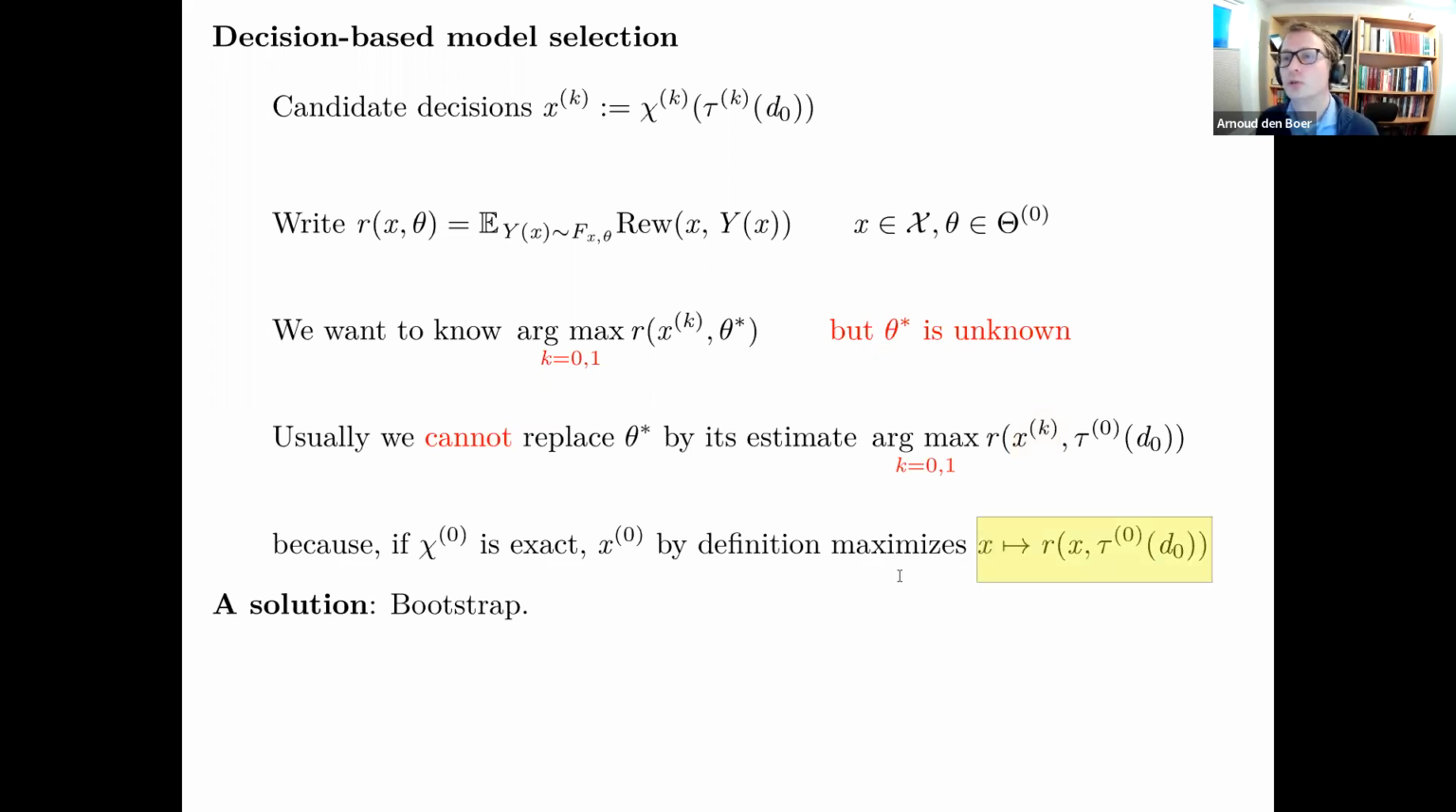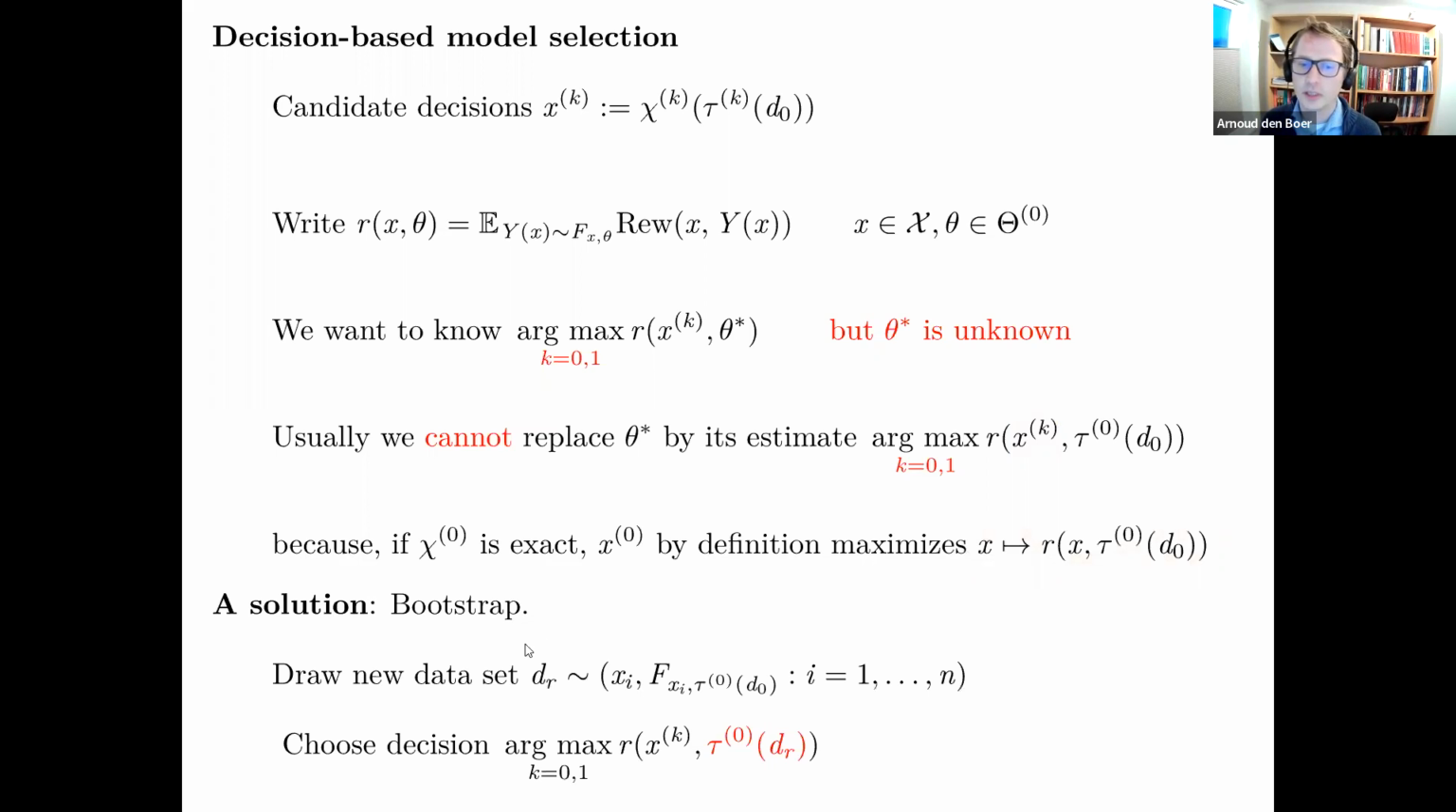Now, there are several things you can do. You can split your data and use some kind of cross-validation method. Closely related is a bootstrap procedure, which we propose in this paper. How does that work? We have our data set. We have our estimate. So we say we have mixed logit. Then we draw a new data set with the same initial decisions, but with new purchase decisions. And based on this new data set, we estimate again the parameter, and then we evaluate the decisions. So this is a bootstrap procedure. You can also do something else, kind of cross-validation.